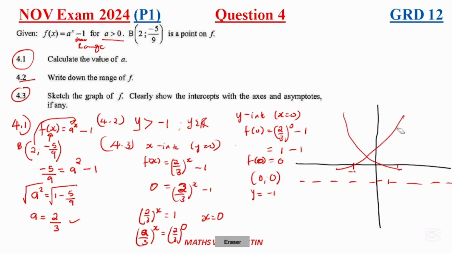Now, I've already done that and checked how it is. This is our point here, (0, 0). So our function will look something like that. There you go. There's our function looking like that. That is our function f of x.